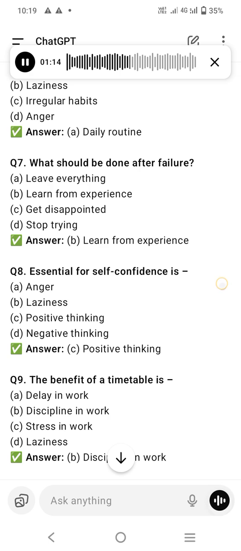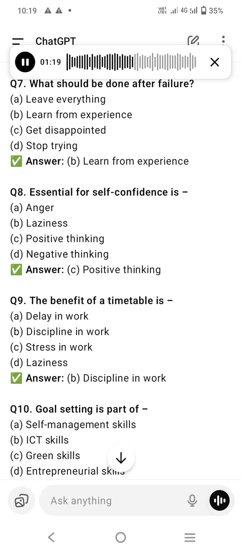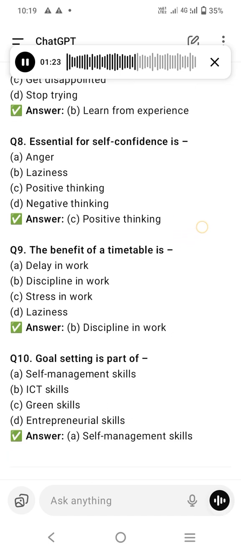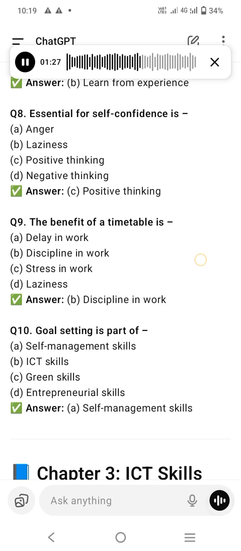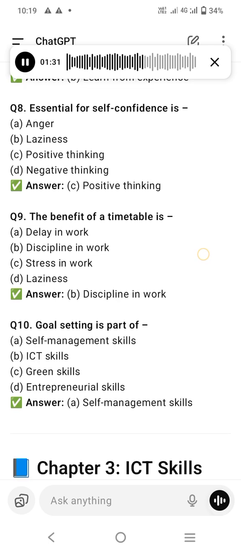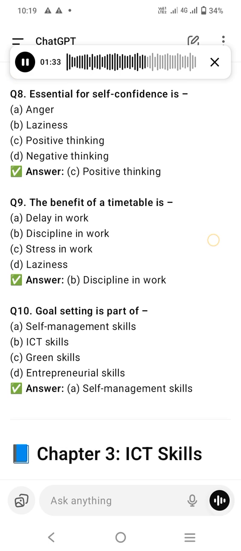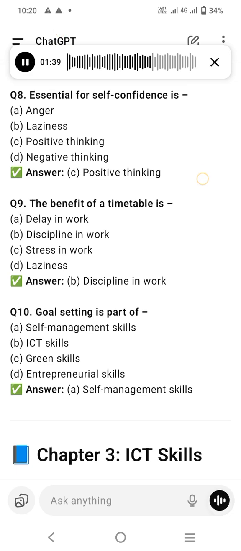Q8. Essential for self-confidence is A. Anger, B. Laziness, C. Positive thinking. Answer C, positive thinking. Q9. The benefit of a timetable is A. Delay in work, B. Discipline in work, C. Stress in work, D. Laziness. Answer B, discipline in work. Q10. Goal setting is part of A. Self-management skills, B. ICT skills, D. Entrepreneurial skills. Answer A, self-management skills.